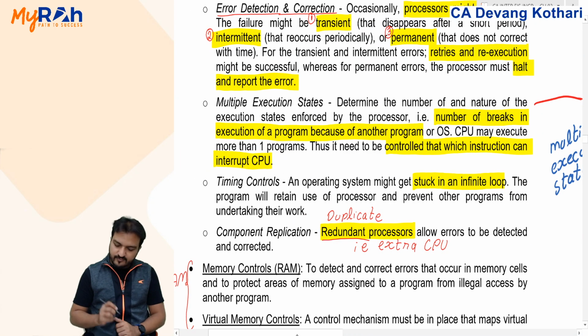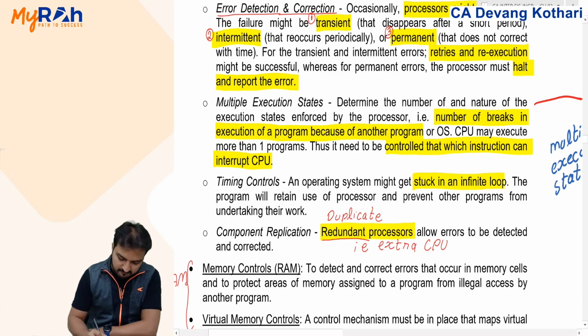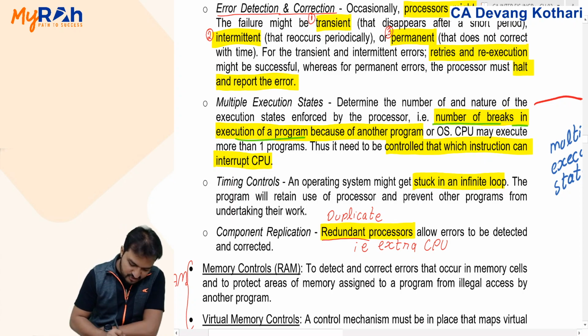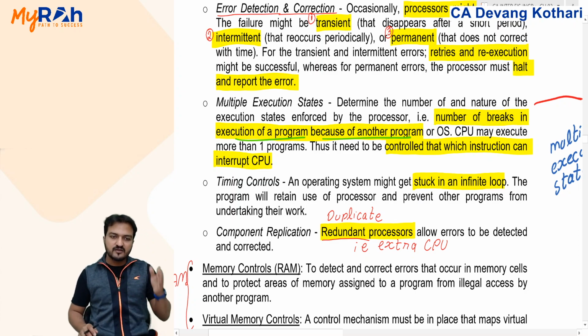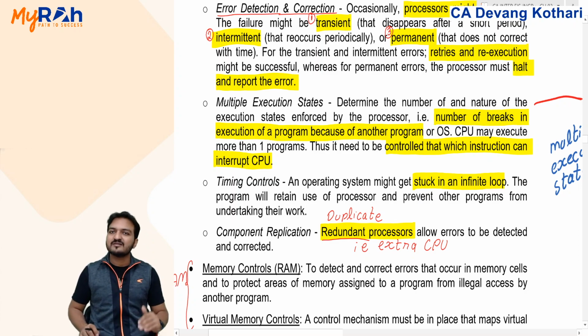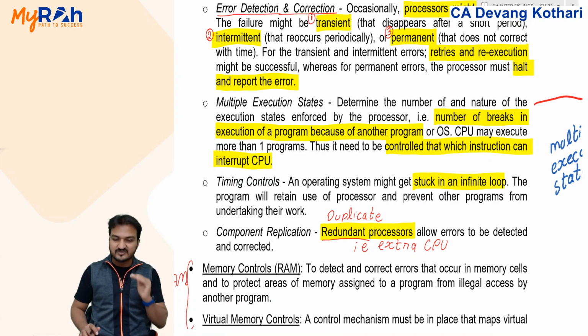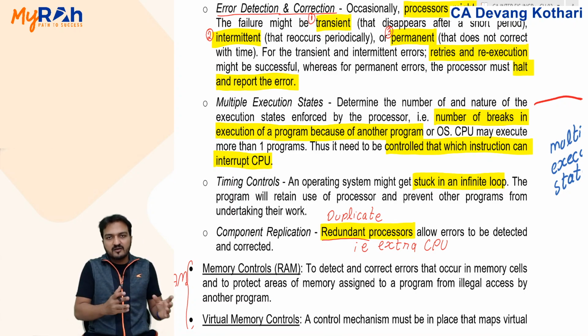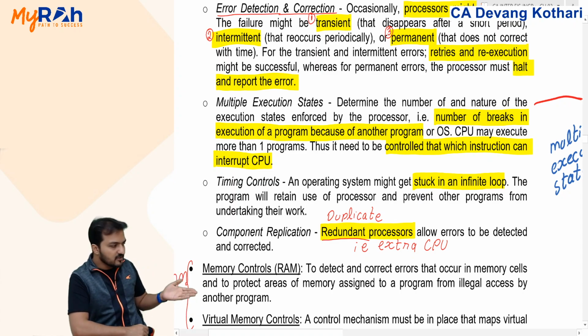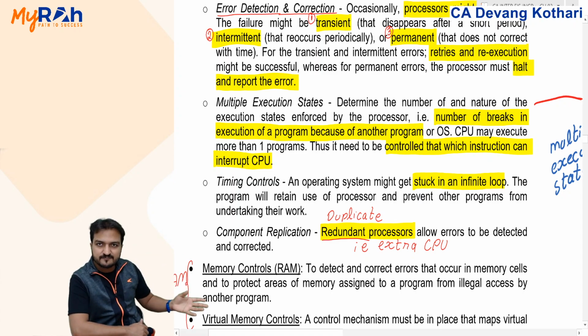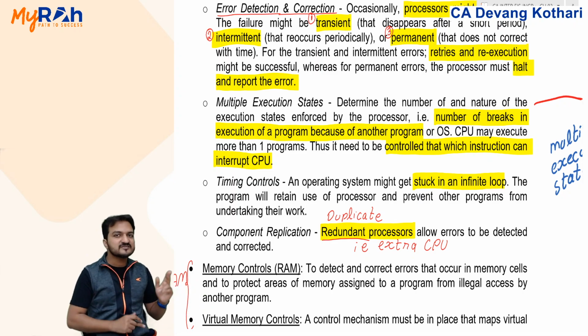There has to be a control measure regarding the number of breaks in execution of a program because of another program. How many times can the execution be interrupted? That has to be controlled. Because if that is not controlled, then it might happen that instead of splitting VLC into 4 parts, the CPU might split that into 40 parts. Well, if that happens, then processing will slow down.